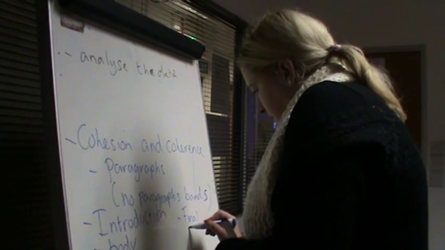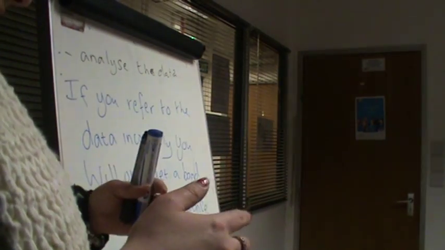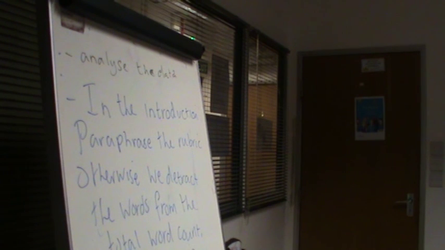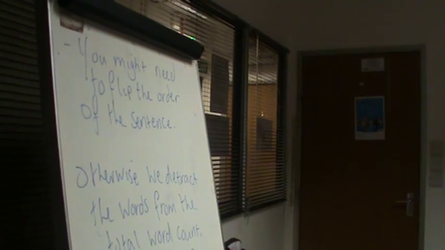So you have your introduction, then you have your body, which is where you compare and contrast the data, where you talk about what the most important similarities and differences are. It's very important, before you start writing, to read the question carefully. You might need to flip the order of the sentence or change the part of speech. So for example, you might need to change a verb to a noun.